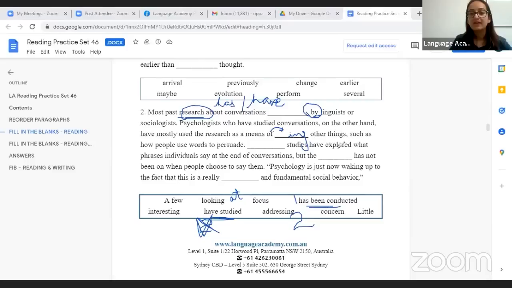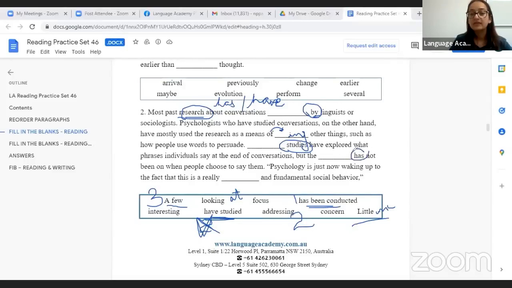Dash studies have explored what phrases individuals say at the end of conversations. In capitals, we have a few and little. Studies is a countable noun. We can count how many studies. So little is used with uncountable things and few is used with countable things. So we will use a few. A few studies have explored what phrases individuals say at the end of conversations, but the dash has not been on what people choose when people choose to say them.